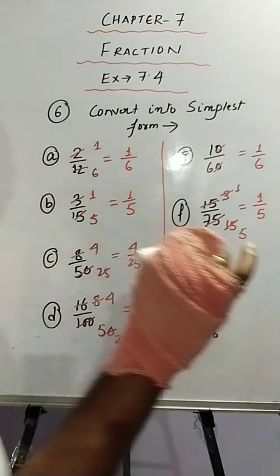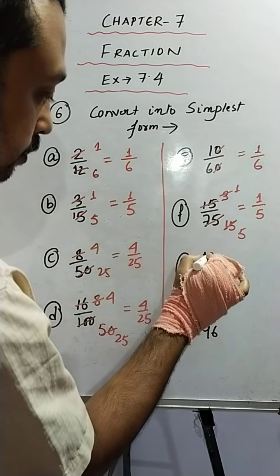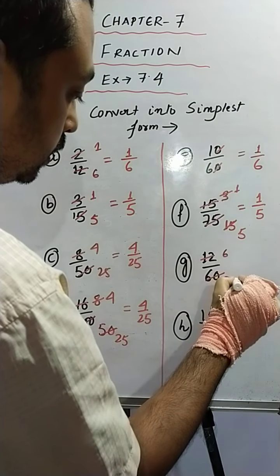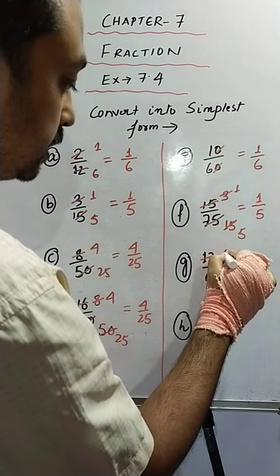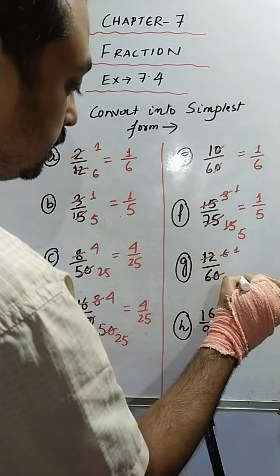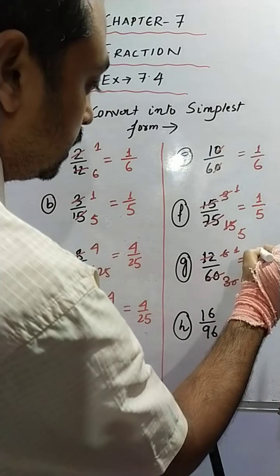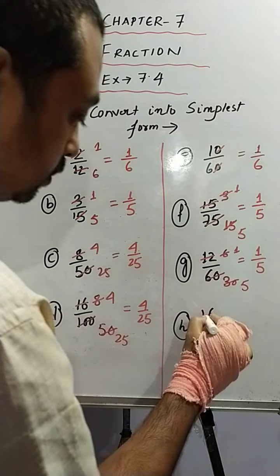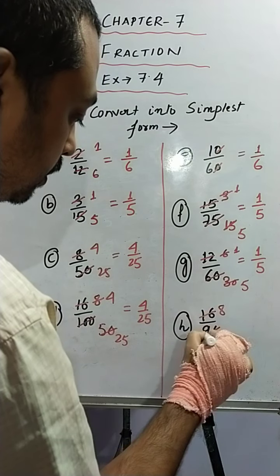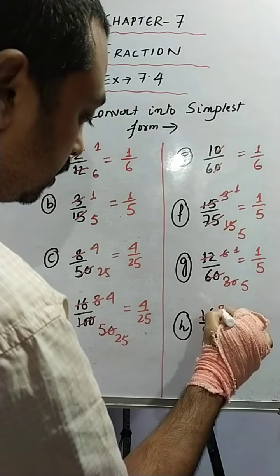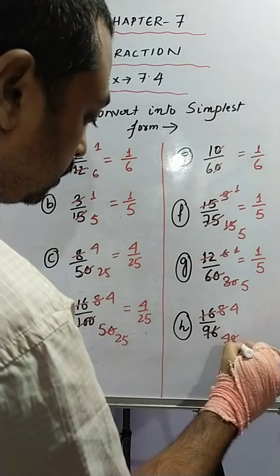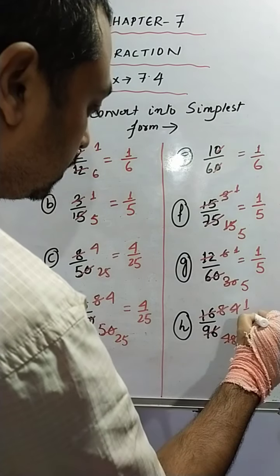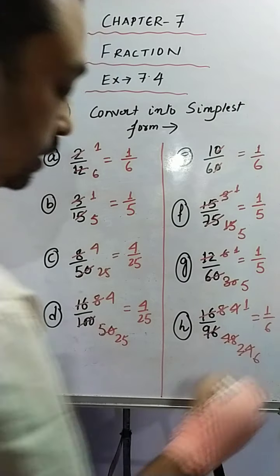Okay. Now we have to reduce 12 by 60. Let's start with 2. 2 6s are 12, 2 30s are 60. Now 6 and 30 can be reduced by 6 only. 6 1s are 6, 6 5s are 30. So your answer is 1 upon 5. Okay, now do this also. 2 8s are 16, 2 48s are 96, 2 4s are 8, 2 24s are 48, 4 1s are 4, 4 6s are 24. So your answer is 1 upon 6.